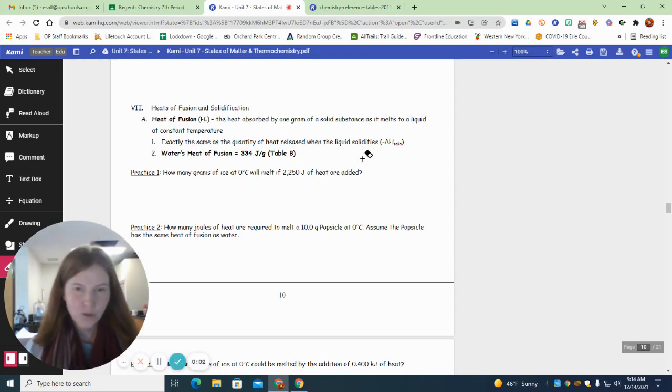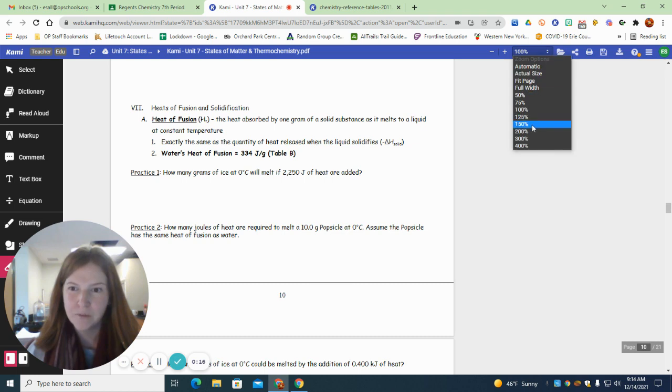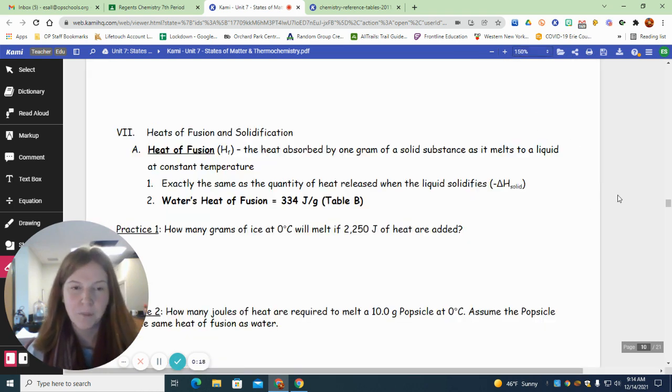Hi guys. So for our lesson today, you are going to need your note packet open to page number 10. You are also going to want to have a calculator as well as your reference tables. Again, I'm just going to show you where a few things are in your reference tables, but it's sometimes helpful to be able to follow along and flip through the pages with me.